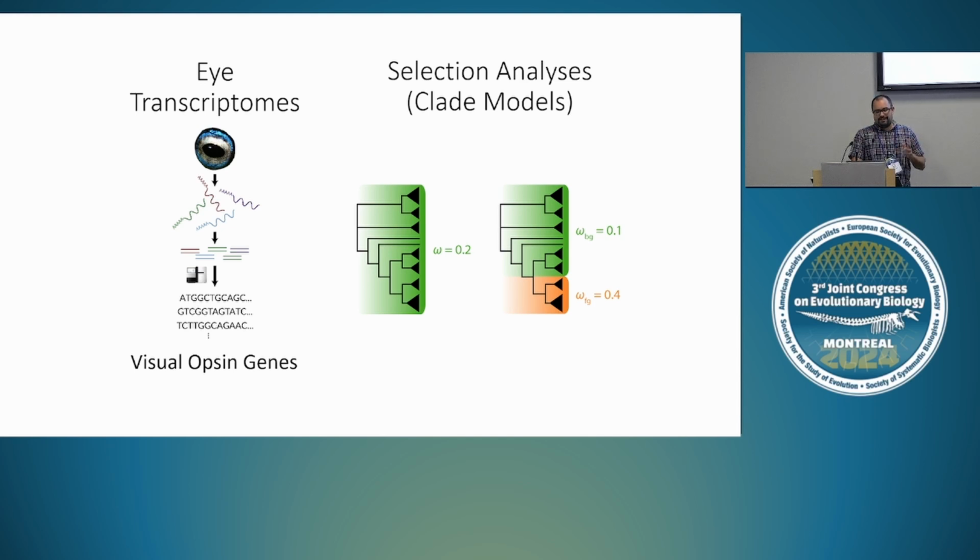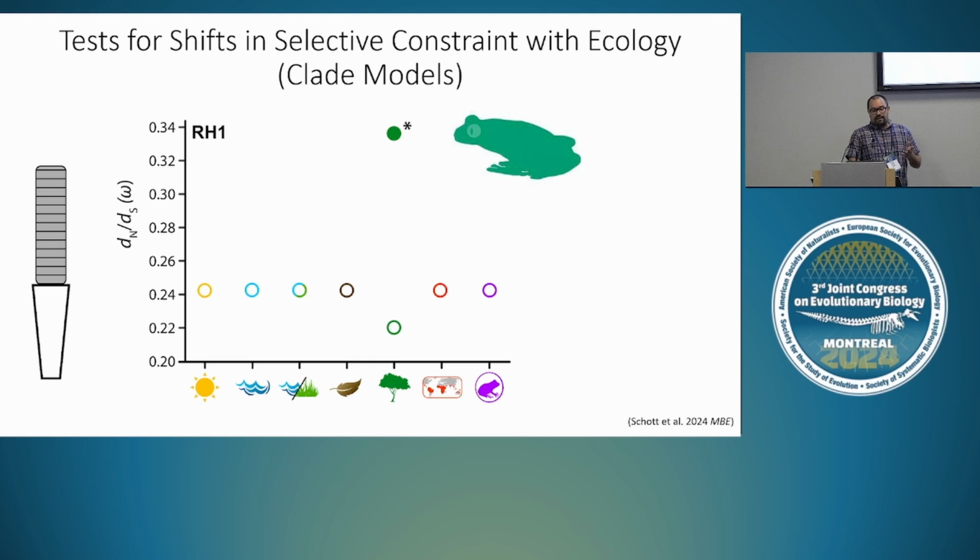I'm not going to get into the details of these, just going to highlight a few of the main results. What we're measuring here is called omega. This is our estimate of selective pressure. And in the rod opsin RH1, which is found in the regular type of rod that typical vertebrates have, we actually see elevated omega in the scansorial species, so the tree climbing species.